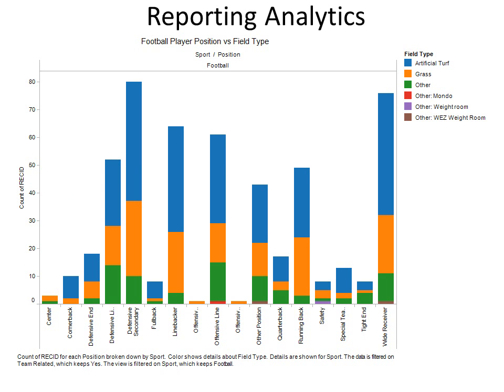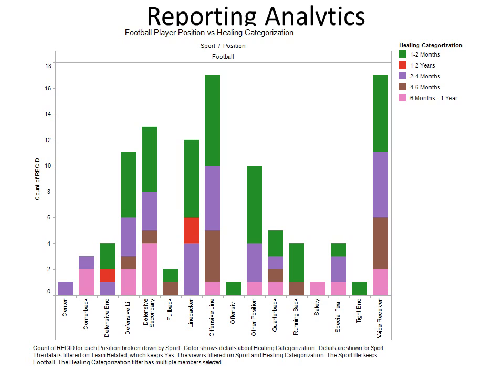This visualization shows the injuries that occurred at various football positions and also the field type on which the game was played. Now we see that majority of injuries occur at defense secondary, wide receiver, linebacker, and offensive line positions. And out of all of these, a majority of injuries occur on artificial turf.